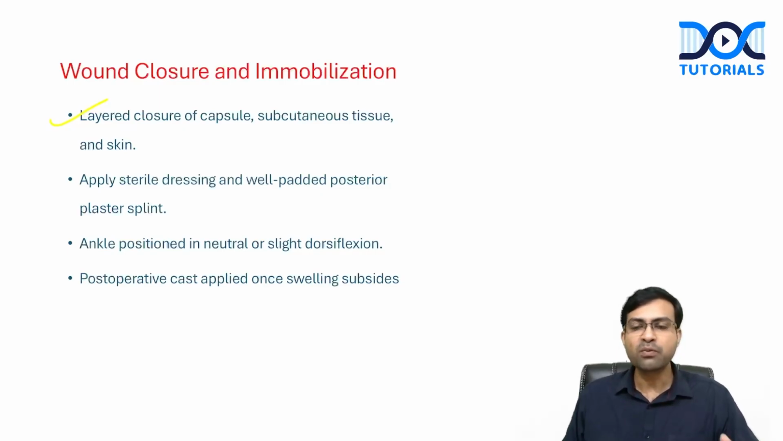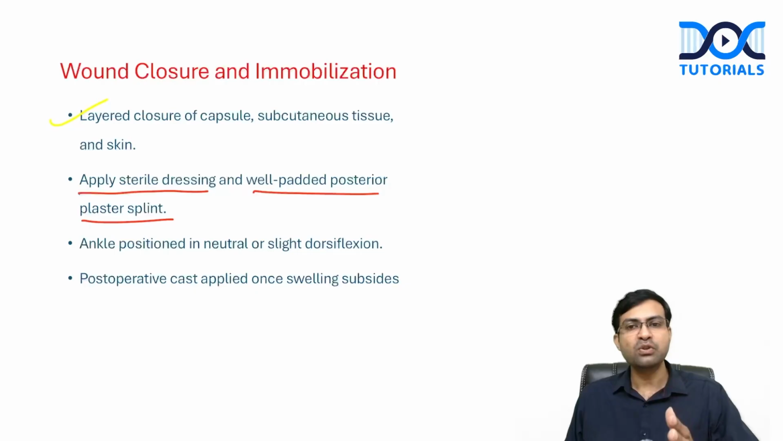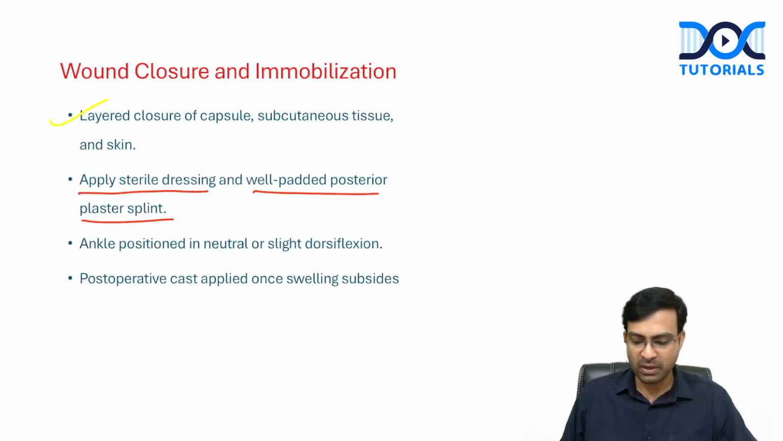Now let's discuss wound closure and immobilization. So you have to close the wound in layers. You close the capsule first because all the bone graft, everything is inside. You close the capsule, then you close the subcutaneous tissue and put the skin sutures, apply sterile dressing and a well padded posterior plaster splint, and the ankle should be positioned in a neutral manner, never in equinus. Even a slight dorsiflexion is okay, but never in equinus. Okay. And the post-operative cast has to be put once the edema subsides and the wound heals, and after suture removal, you can put a post-operative BK cast.